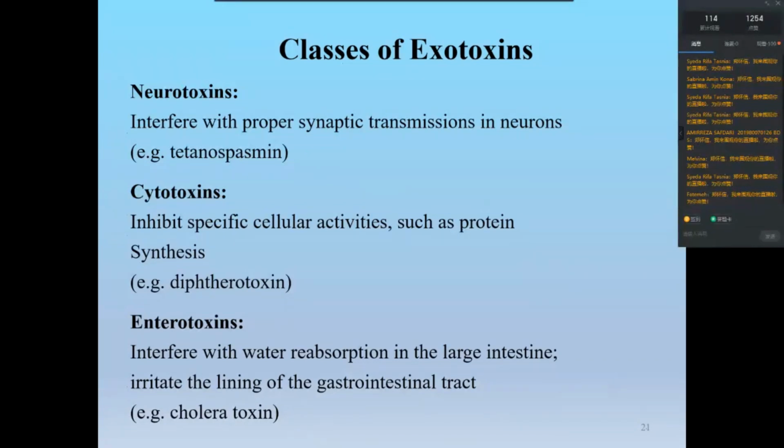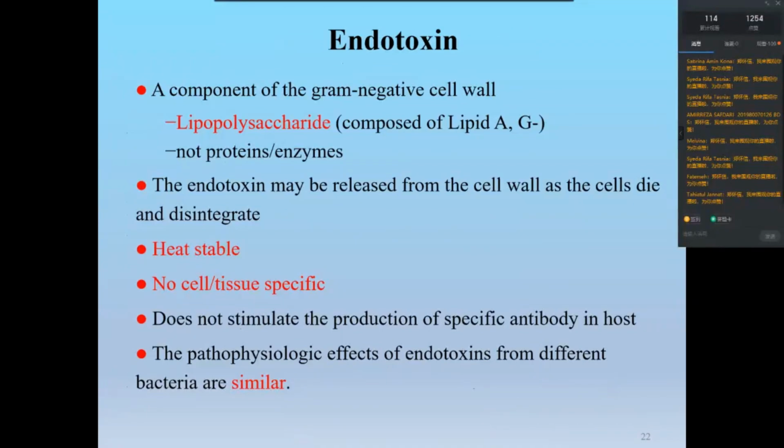irritate the lining of the gastrointestinal tract, which can cause diarrhea or other symptoms in the digestive tract. The different classes of exotoxins. Okay, a little bit about endotoxin.